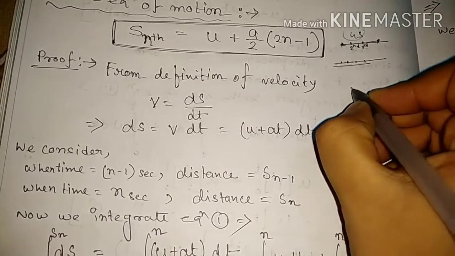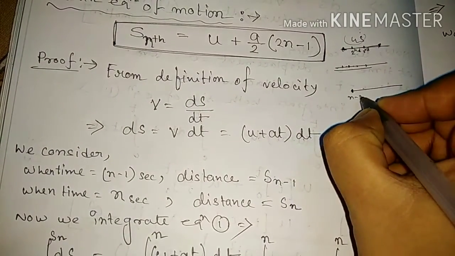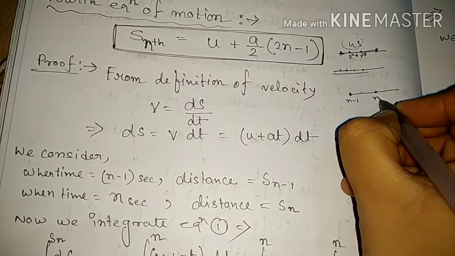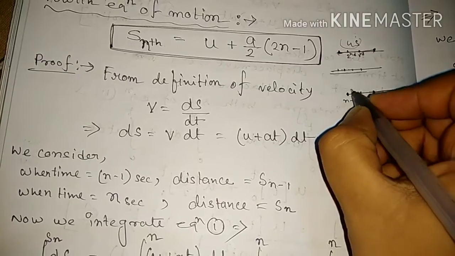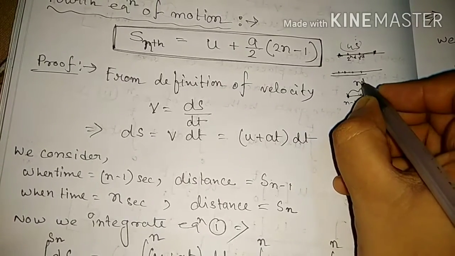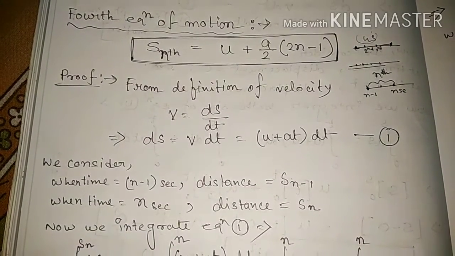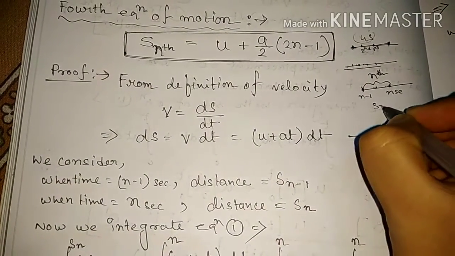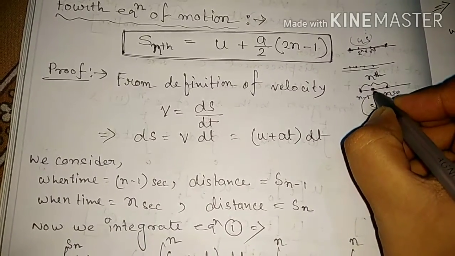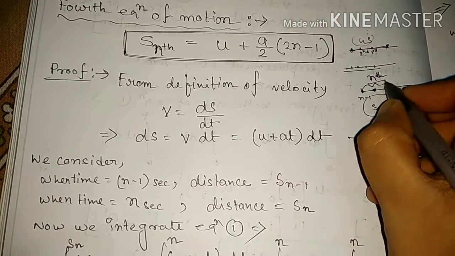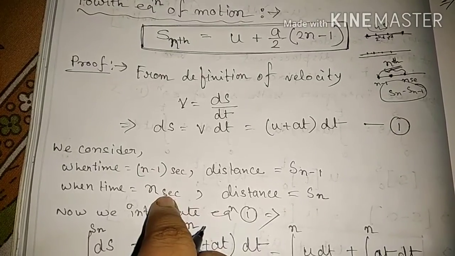So this is the total distance in n minus 1 seconds and this is in n seconds. If we subtract these two, we get how much distance it traveled in the nth second. Sn minus S n minus 1 is nothing but the displacement or distance traveled in the nth second. That's why we write n minus 1 and n seconds.